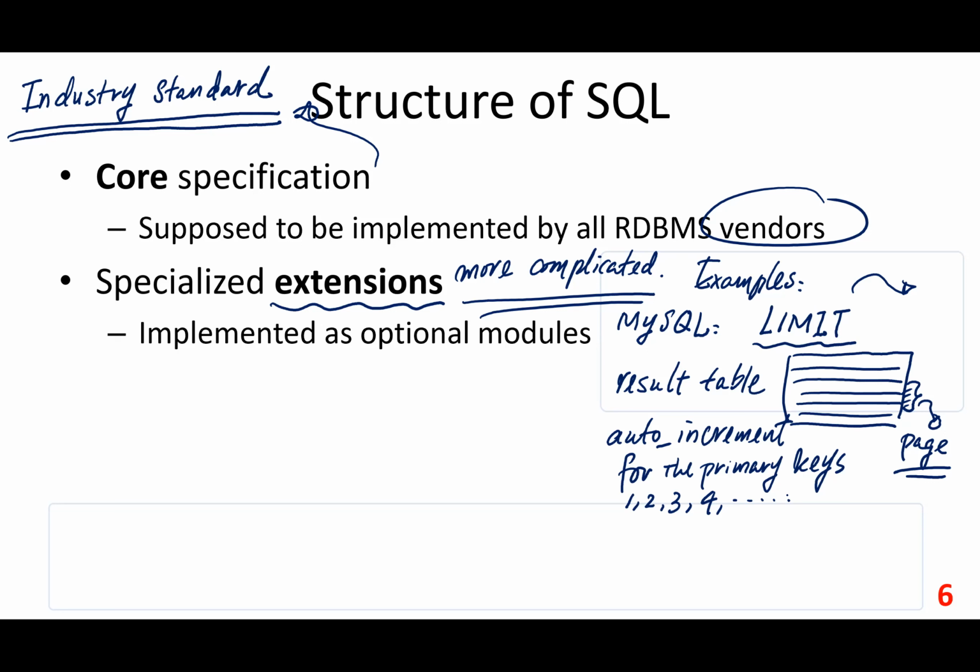When we create a new row, we do not need to specify the primary key. By default, it automatically adds one to the previous one. So convenient, right? Auto increment. But this feature is not available in Oracle. That means when you do translation, you should be very careful.